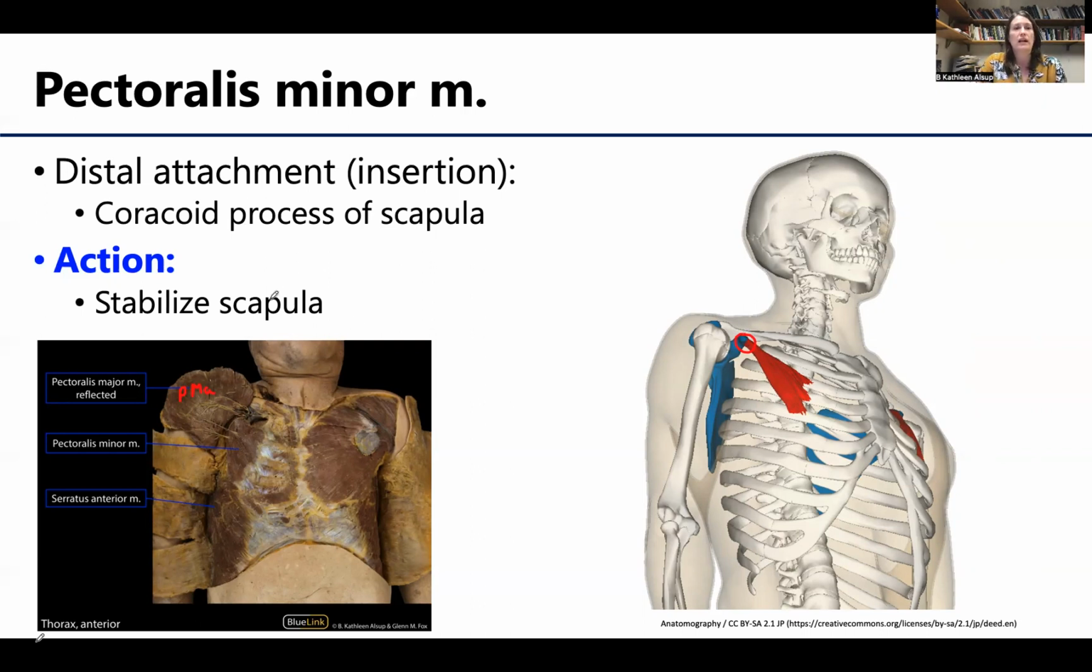Now you'll see that pectoralis minor will play a role in terms of protraction of the scapula. I'll talk a little bit about what that is in a moment, but really the major action of pectoralis minor is to stabilize the scapula during other types of movements that can occur, particularly at that glenohumeral joint.